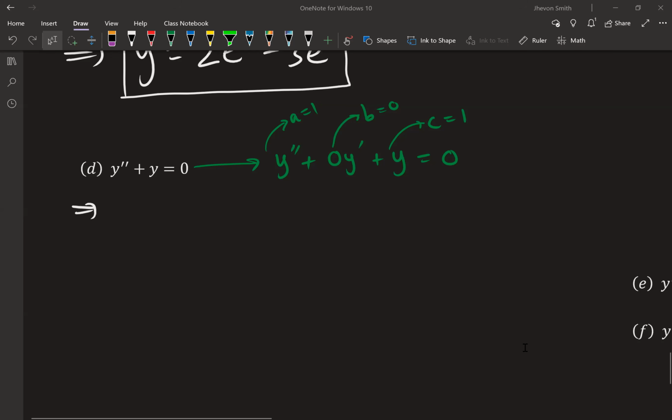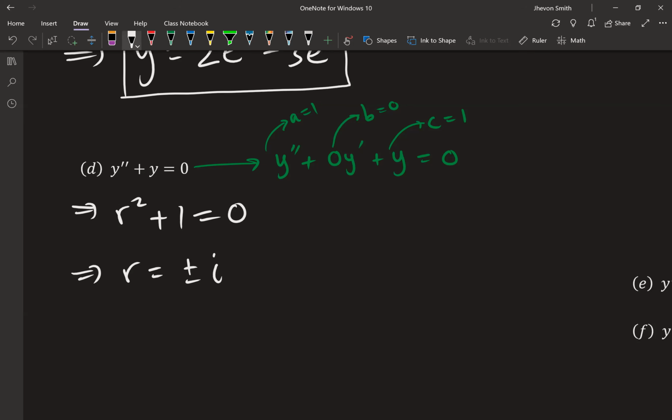As long as the y double prime is present, meaning its coefficient isn't 0, we don't care about any of the others. We're going to just go straight through and write down the characteristic equation. In this case, it's going to be r squared plus 1 equals 0. What is the solution to that? Right. r is now plus or minus i. That is a complex solution, which means we are in case 3.